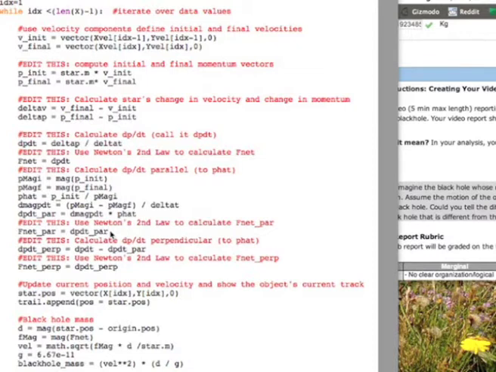Now we can find dp dt perpendicular because we know dp dt and dp dt parallel. dp dt perpendicular is given by dp dt minus dp dt parallel. This works because dp dt parallel and dp dt perpendicular added together equal dp dt. Finally, we can calculate the black hole's mass by simply applying Newton's universal law of gravitation. We're solving for mass, and we've calculated all the other components we need here, and then this last line here calculates the mass of the black hole.